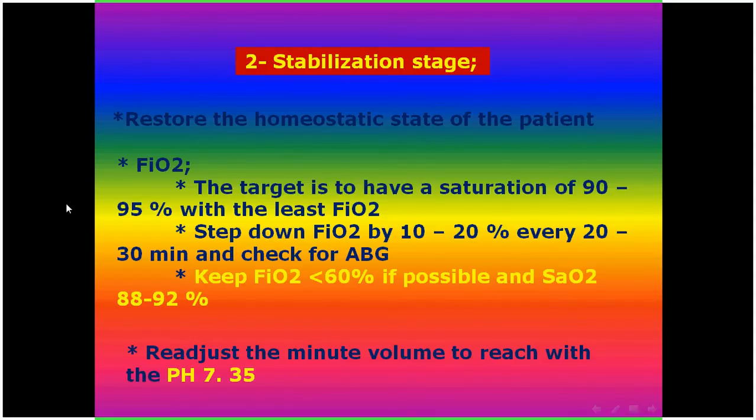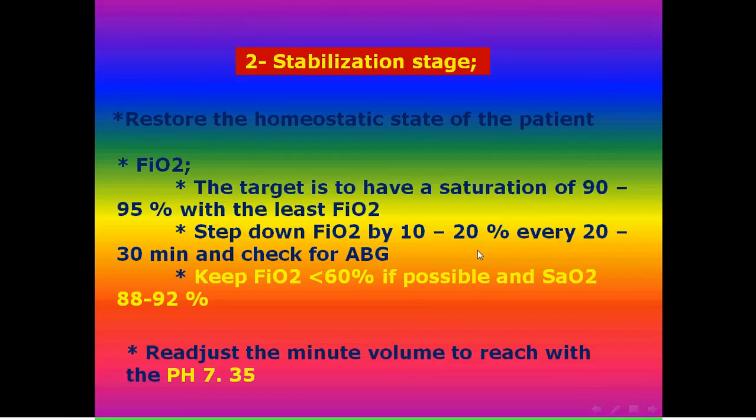Stabilization. After you put the patient on the ventilator and after 20 minutes, you have to take a sample of blood gases. This is the rinsing time, and after that, start to study the patient. And what is your target? Look at the FiO2. I have to go down with the FiO2 to the least FiO2 that gives saturation of about 88 to 92%. This is my target.